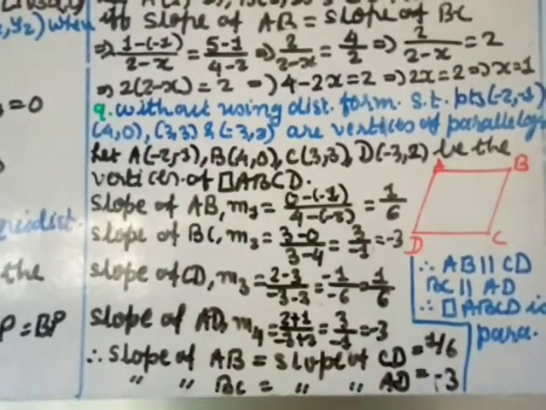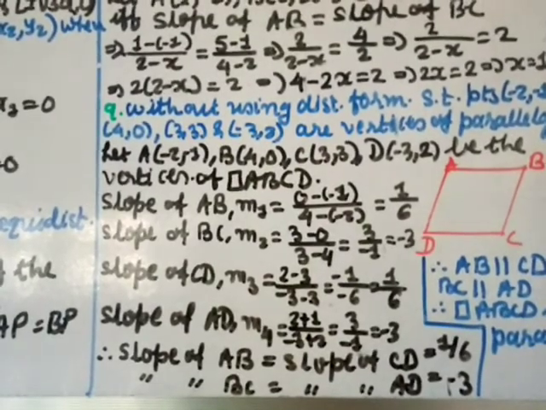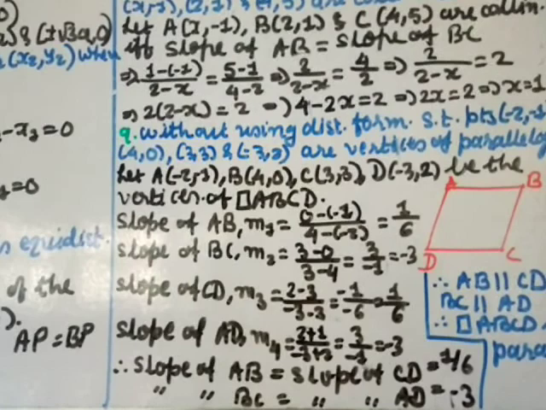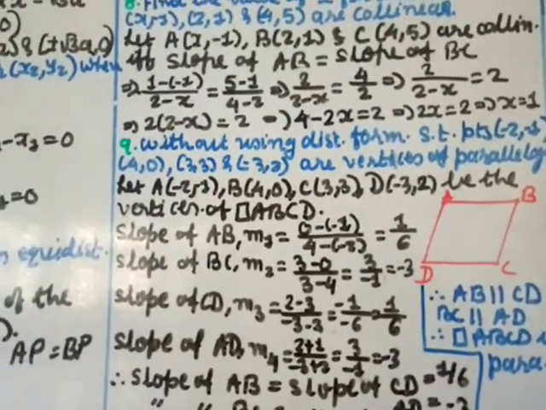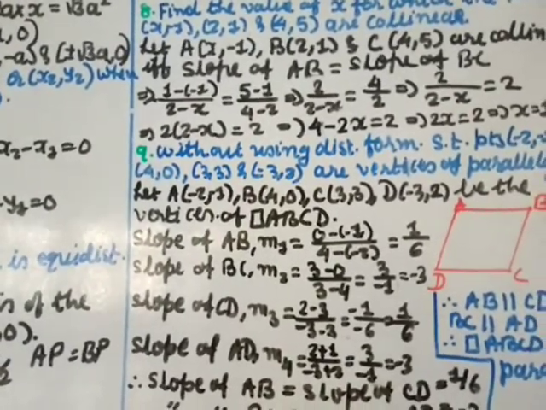And how do we show the sides are parallel? We have to show that the slopes of the parallel sides are equal, then we call those two lines parallel. Two lines are parallel if and only if the slopes are equal. So if we show the slopes are equal, those lines are considered parallel lines.